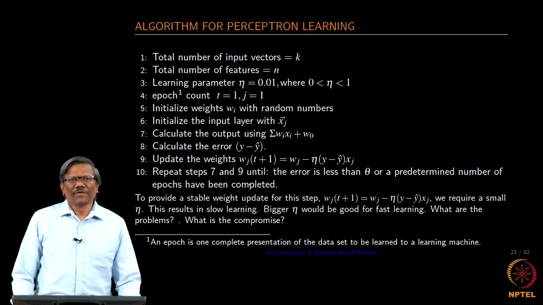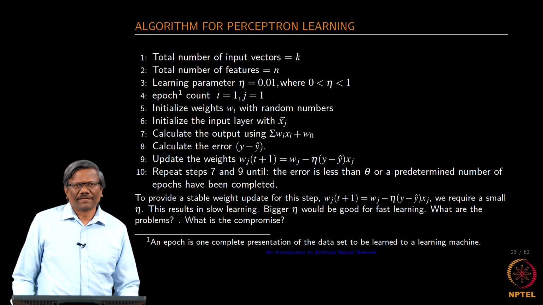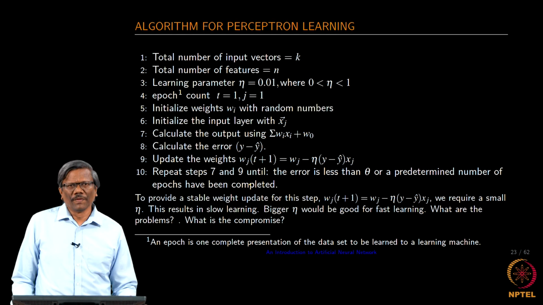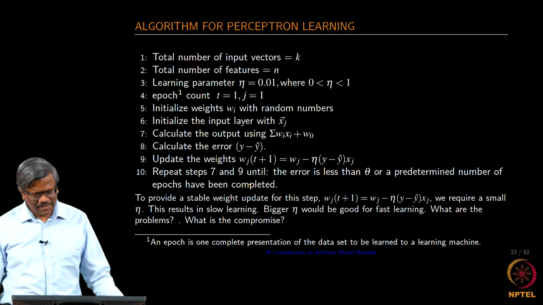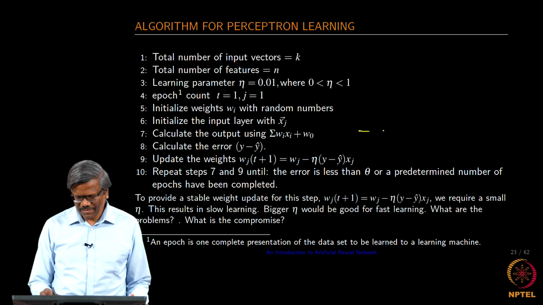All right, we'll continue on the perceptron learning part of that. As last session, I showed you the algorithm for perceptron learning. Steps 7 to 9 are crucial, right? So it's a repeated operation.